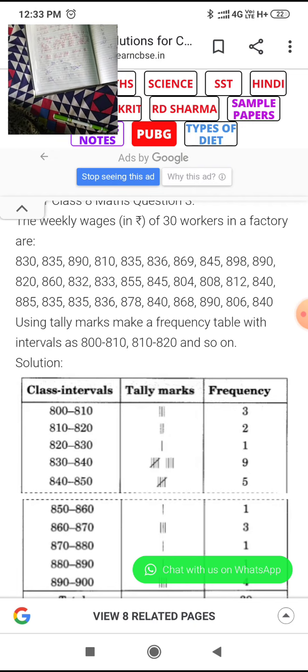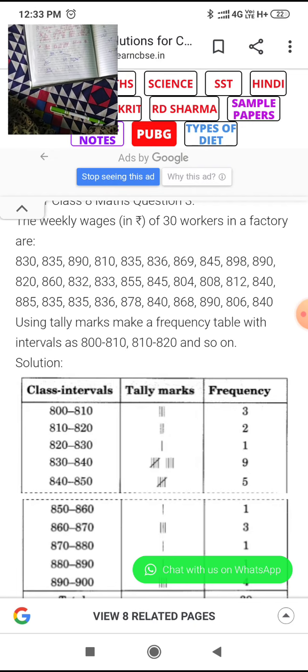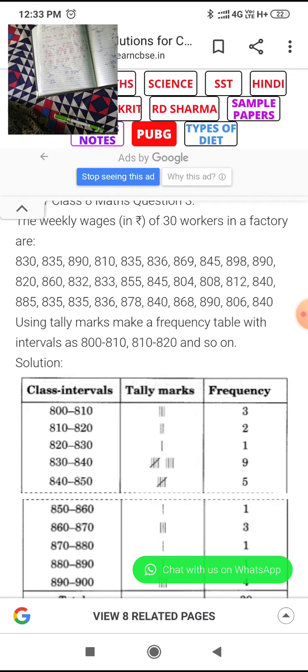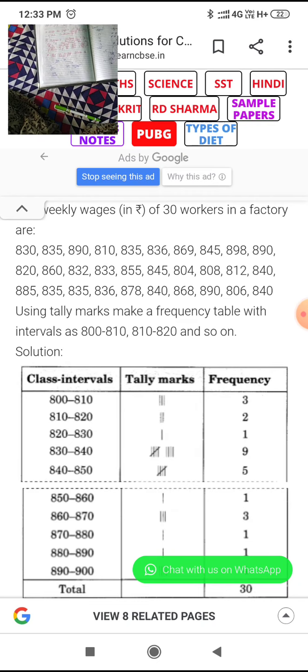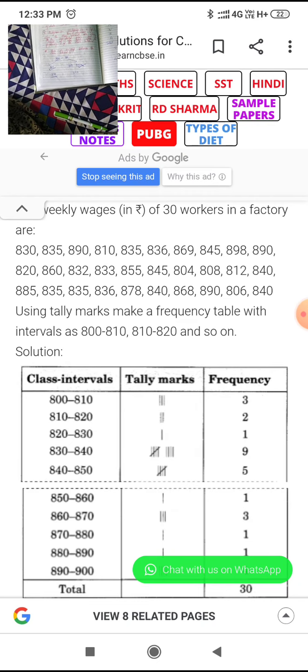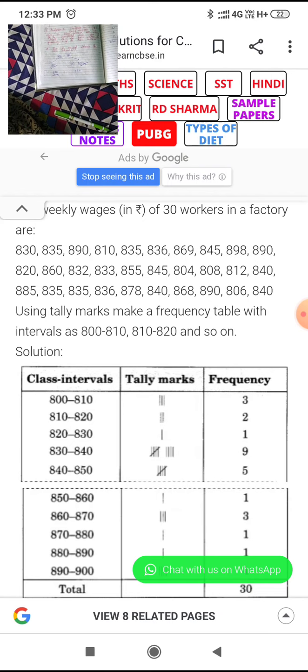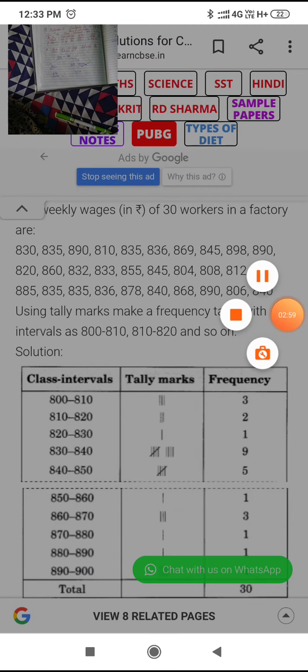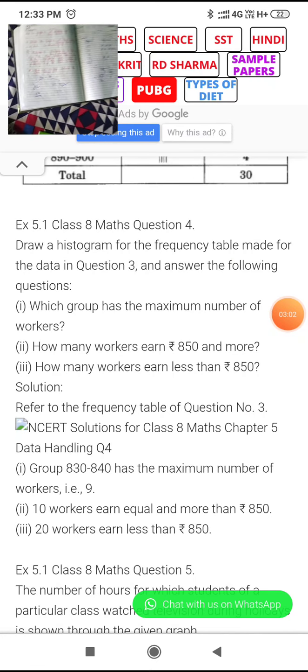So in the range 800 to 810, only 3 frequencies occur. In the range 810 to 820, only 2 frequencies occur. In the range 820 to 830, only 1 frequency occurs. Similarly, we can count and write all the frequencies which fall in the different class intervals.